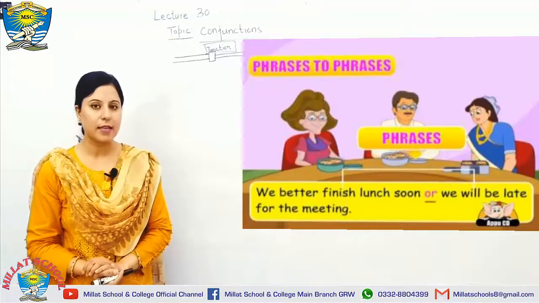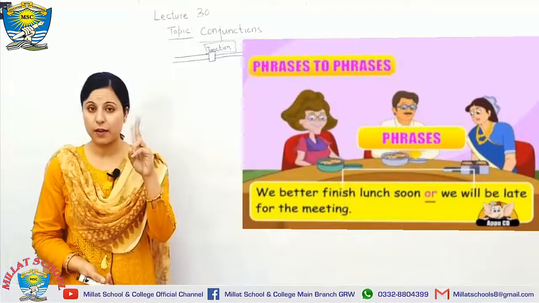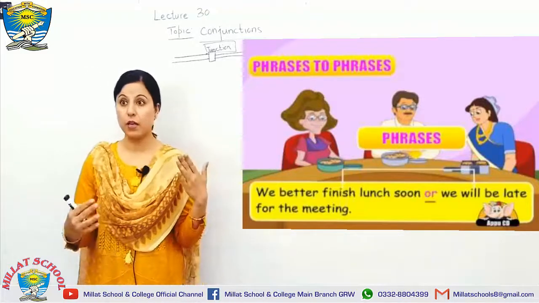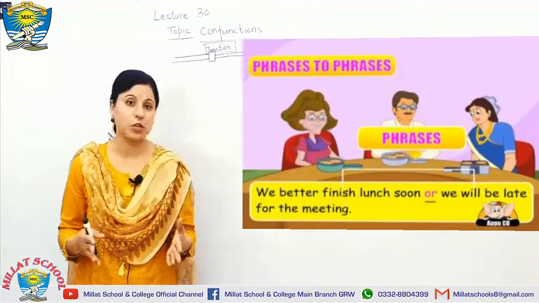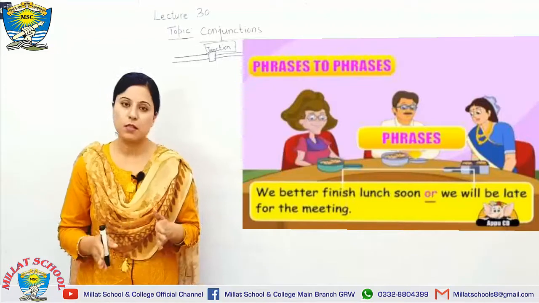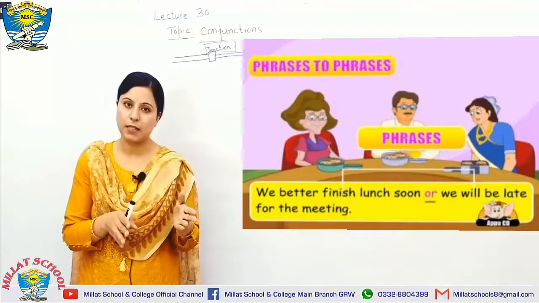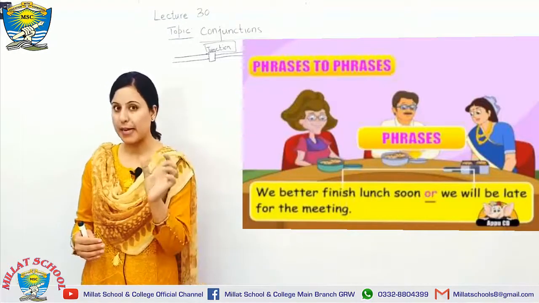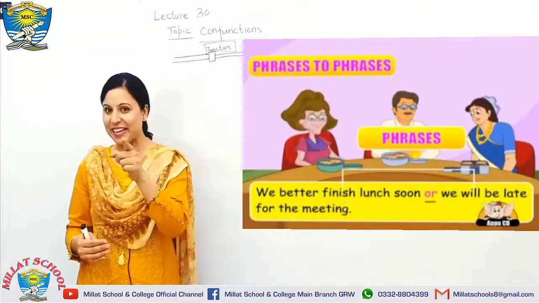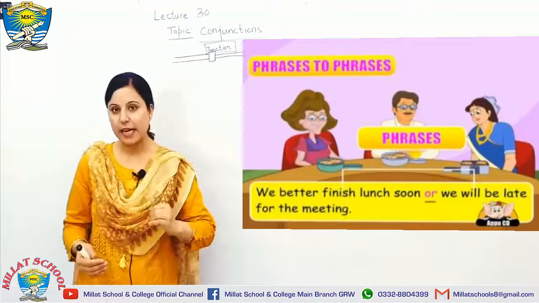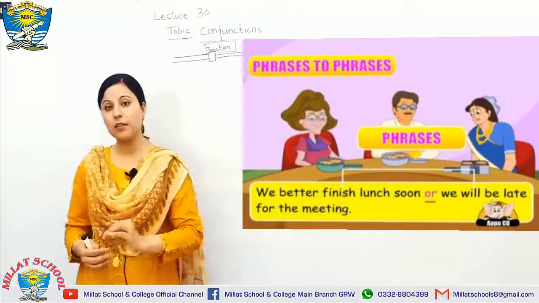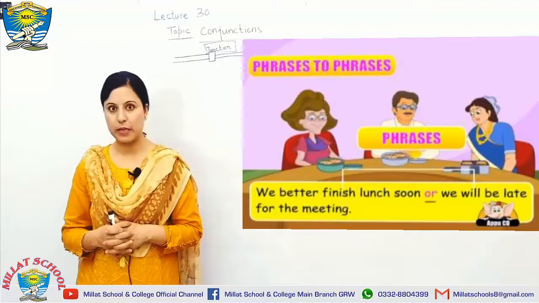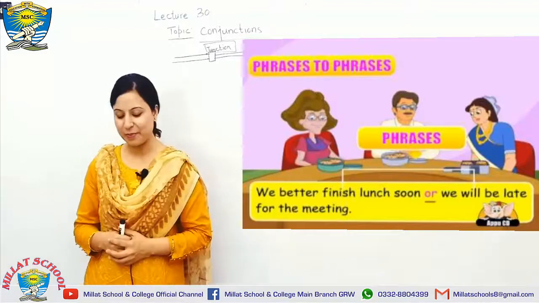It tells us that they are talking about two different circumstances. They are saying that we should finish our lunch soon. This is something that he is suggesting. But on the other hand, after using one word, that is or, and that is your conjunction, he has switched to another thing that is a warning for us: or we will be late. Yes, you got my point.